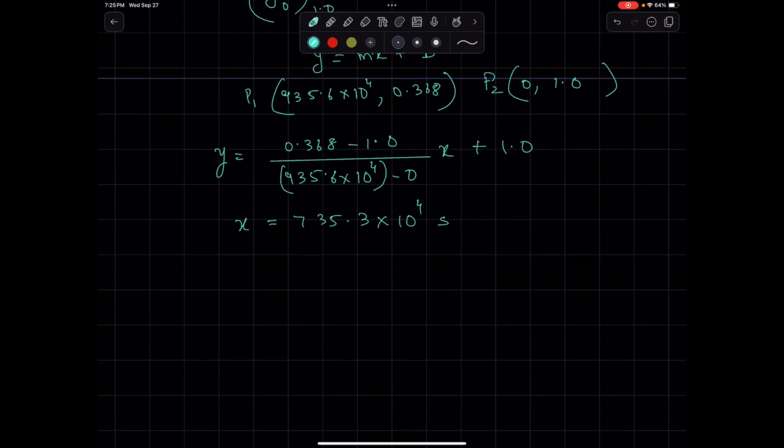So the question being, how long would it take for the silicone rubber to relax to 50%? It would take 735.3 times 10 to the power 4 seconds to relax 50% at 200 degrees centigrade.